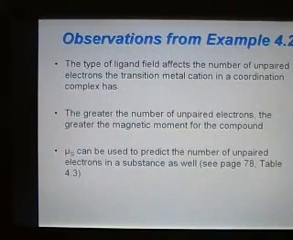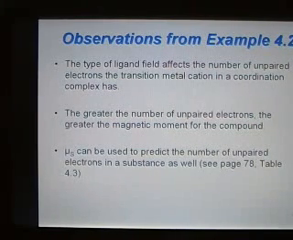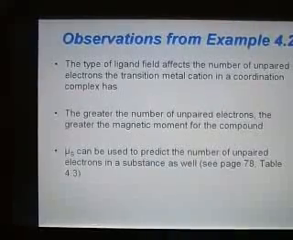Now, let's think about what the results from example 4.2 tell us. First, it tells us the type of ligand and the number of unpaired electrons a transition metal cation has in a coordination compound will affect its magnetic moment. The more unpaired electrons a transition metal cation has, the greater the magnetic moment for the compound should be. The spin-only magnetic moment can be used to predict the number of unpaired electrons in a compound as well. And I suggest that you take a look at page 78, table 4.3, to help you out with that.